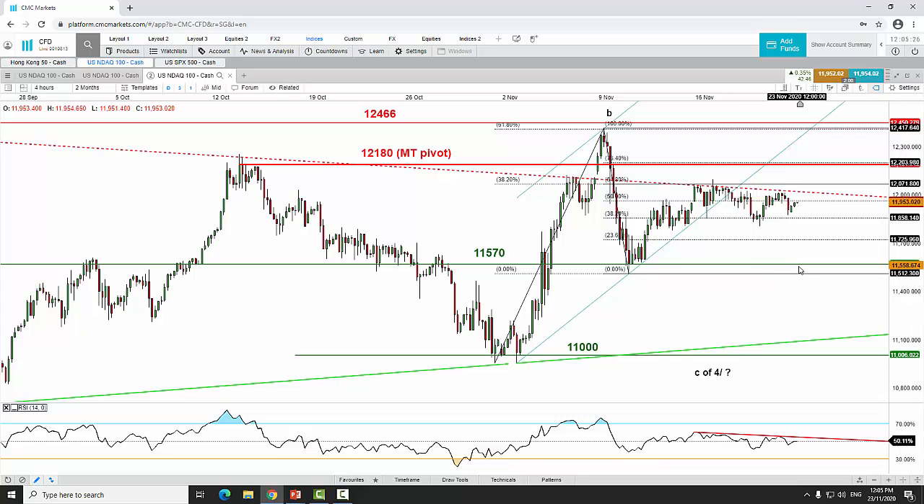If 11,570 is taken out on the downside with a 4 hour close below 11,570, it could take us down to 11,100, which is the lower boundary of that symmetrical triangle configuration. And the 4 hour RSI is also being kept by a descending resistance at the 55 level, indicating to us that the medium term to short term upside momentum is not present in the index at the moment. Now let's look at the Hong Kong 50 index.